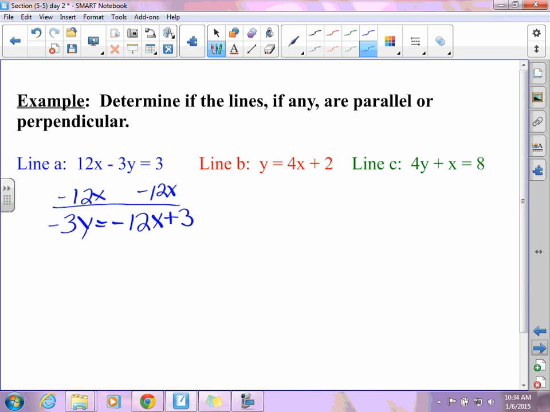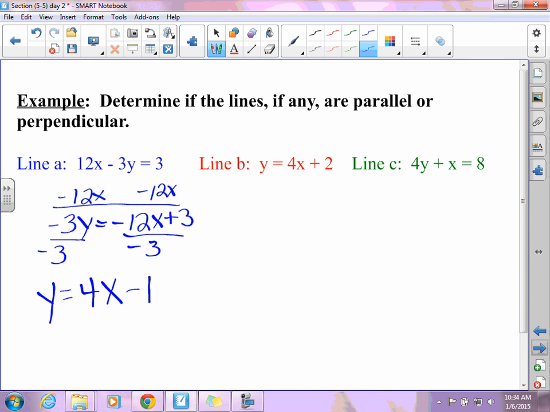4x minus 1, or plus a negative 1, correct? You got to get it in the form first. You can't just start taking stuff out. What's my slope? Equals 4. Not x, just 4. The slope is the number in front of x.